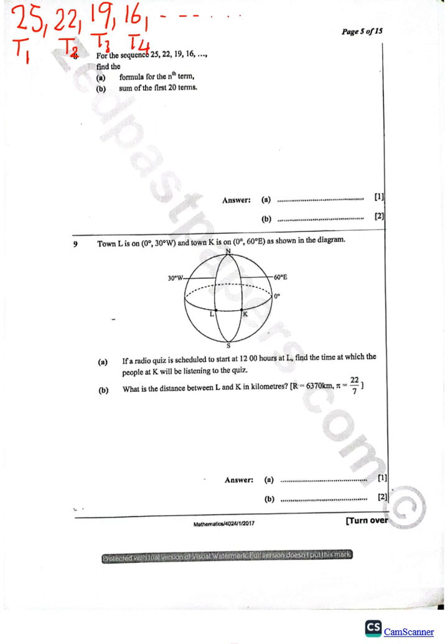Now the first question is, we are trying to find the formula for the nth term. So let's apply the formula for AP. So the formula is Tn is equal to a plus (n minus 1) multiplied by common difference. So let's find the common difference. Common difference can be found by second term minus first term. Second term is 22 minus 25. So 22 minus 25 is -3.